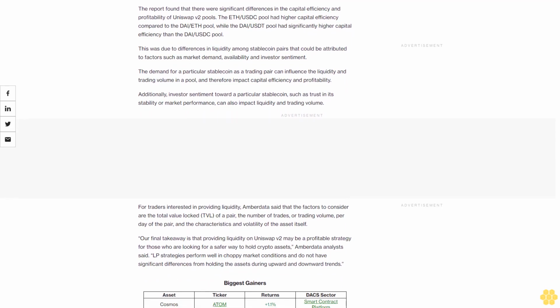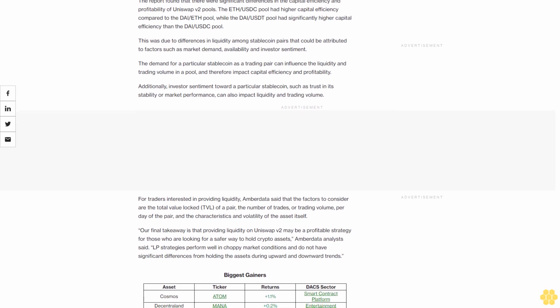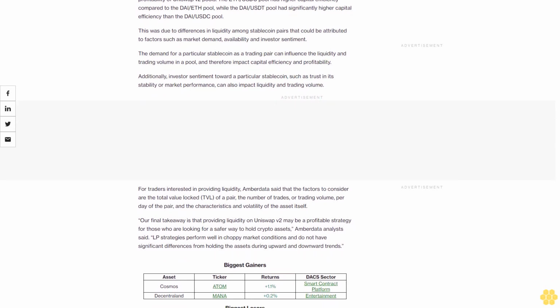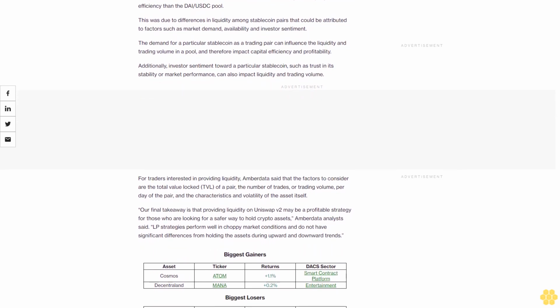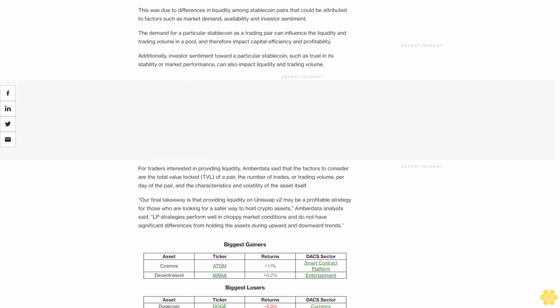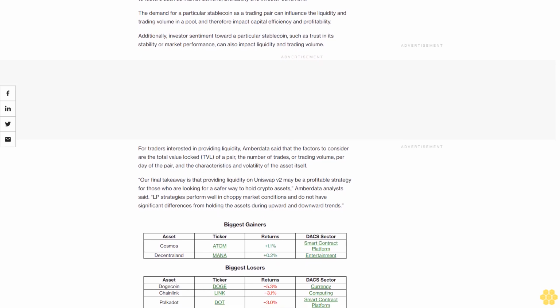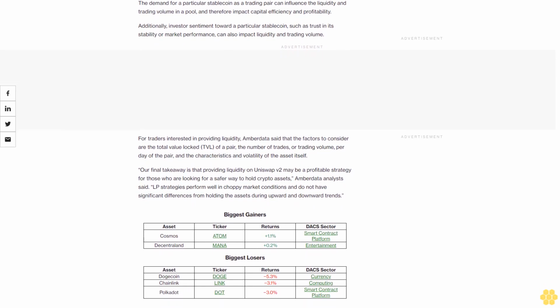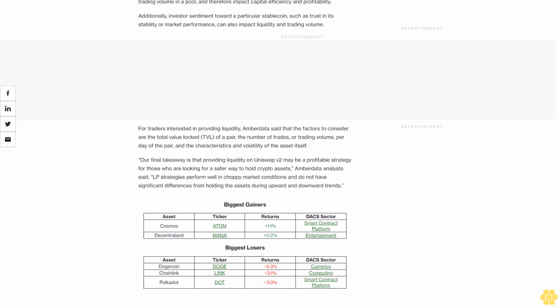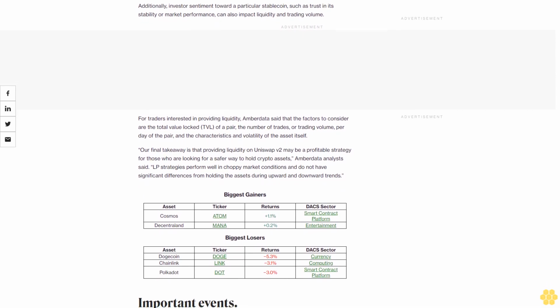Additionally, investor sentiment toward a particular stablecoin, such as trust in its stability or market performance, can also impact liquidity and trading volume. For traders interested in providing liquidity, Amberdata said that the factors to consider are the total value locked (TVL) of a pair, the number of trades or trading volume per day of the pair, and the characteristics and volatility of the asset itself.